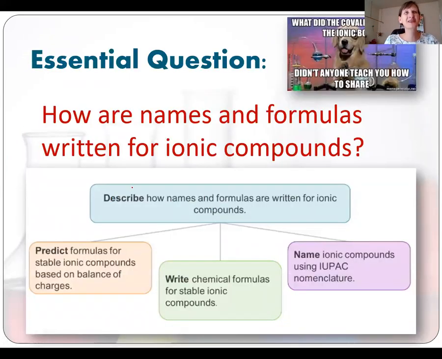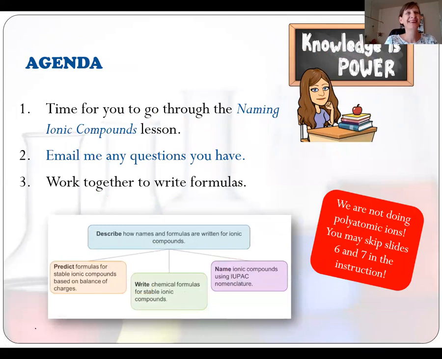All right, so your essential question today, how are names and formulas written for ionic compounds? So in your Canvas lesson today, you are going to figure out how to predict formulas for stable ionic compounds, and how to write formulas for stable ionic compounds, and how to name them with the IUPAC. That's the International something, something, something. They're the body that decides how things are named in chemistry. It'll tell you in the lesson, because I watched the lesson, it tells you what it stands for.